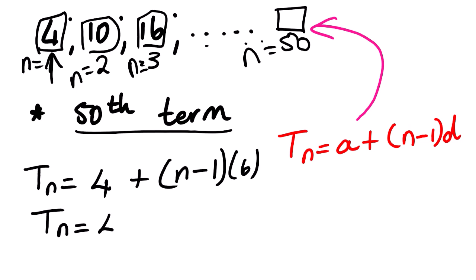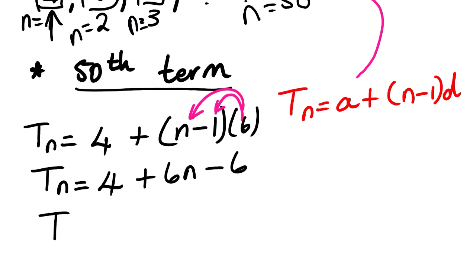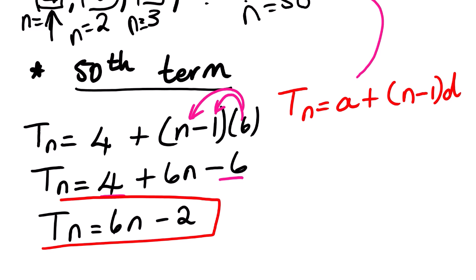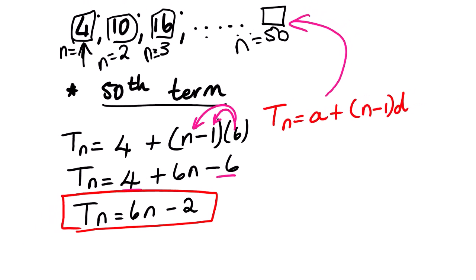Then we can quickly simplify the bracket. 6 multiplied by n, 6 multiplied by negative 1. 6 multiplied by n, we have positive 6n. 6 multiplied by negative 1 is negative 6. From here we can see that the like terms are 4 and negative 6. So we have 6n, 4 minus 6 is negative 2. So this is the equation for this number pattern: Tn equals 6n minus 2.